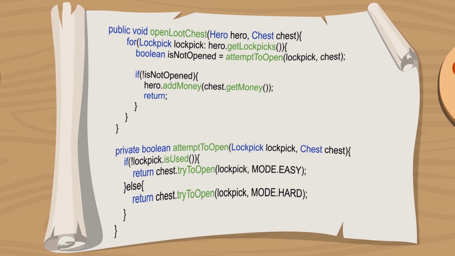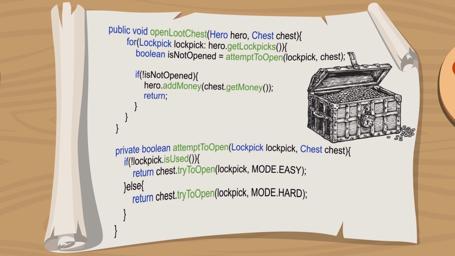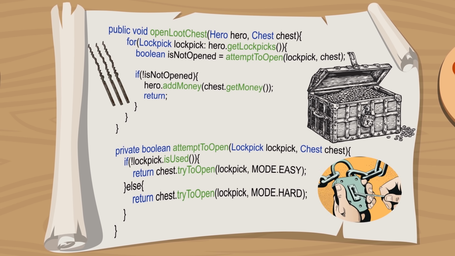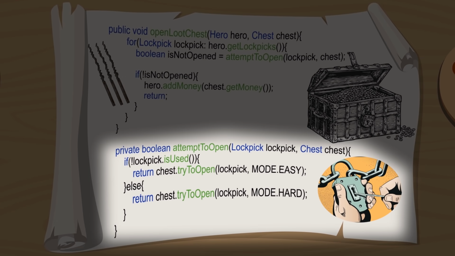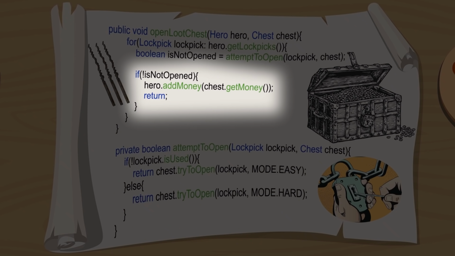This time we'll look at the engine of opening a treasure chest. The general logic is quite straightforward. We try to open the chest until we run out of lockpicks. Before each attempt, the game decides whether the opening will be in hard or easy mode. If the lockpick-is-used method is not true, we go for the easy mode. Okay, fair enough. Then we check whether the is-not-opened value is not true. Then we loot all the goods and run away.